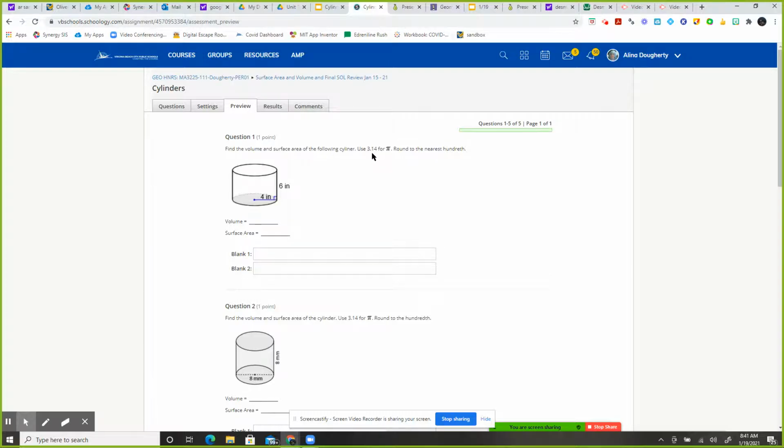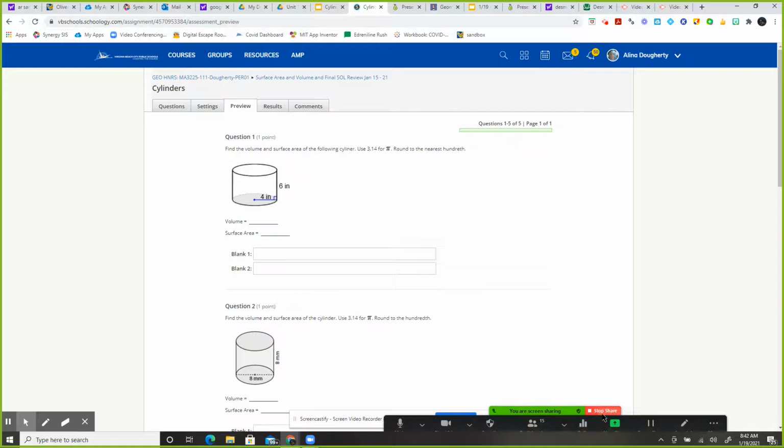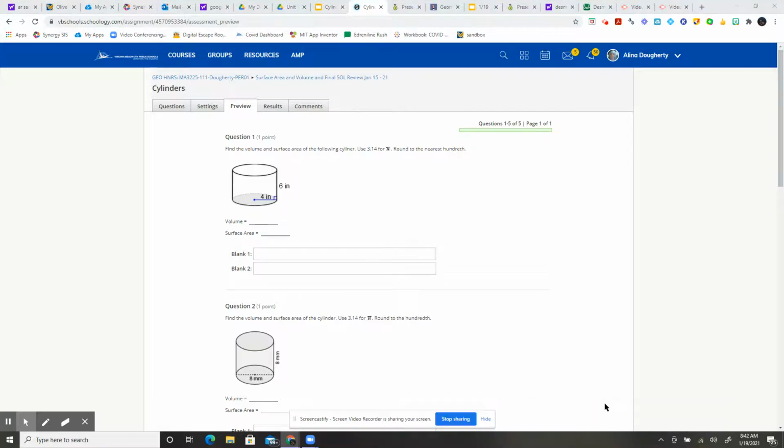Use 3.14 for pi, and then round to the nearest hundredths. So don't use the pi button, use 3.14. Otherwise, your answers aren't going to round quite correctly. And if we have issues with that tomorrow, I'll go back and change the answer key. Okay? So last 8 minutes, do the cylinders and the spheres questions. And if you have a problem, let me know.